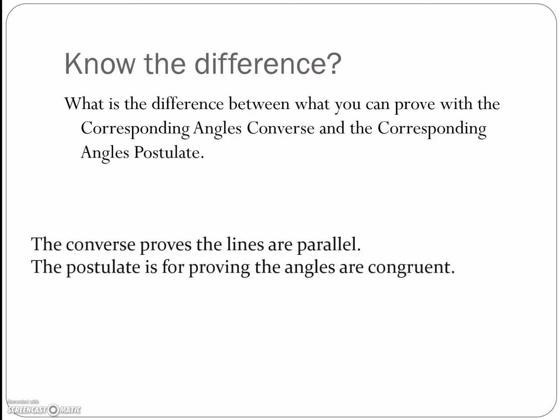The converse is showing that lines are parallel, so we don't know that the lines are parallel. However, the original postulate is actually proving that angles are congruent. So we are showing you that these lines are already parallel, therefore these angles are congruent, or supplementary if we're talking about same side interior, while the converse is doing just the opposite. So make sure you're keeping track of which one is which.